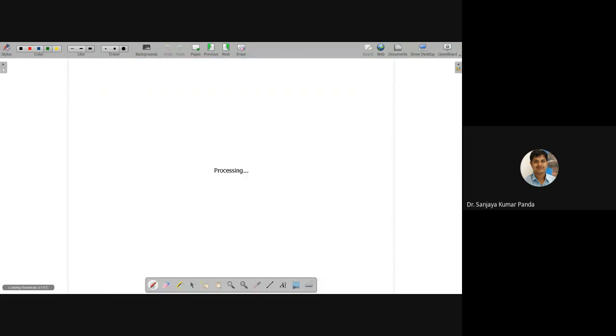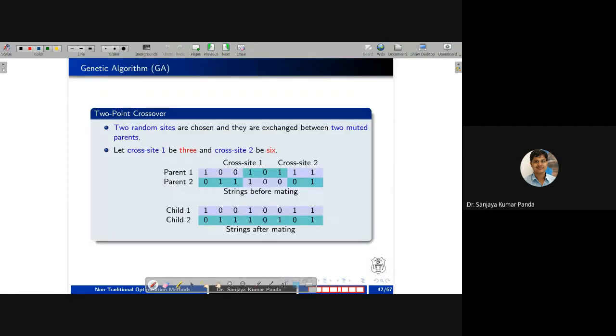Similarly, you can go for 2 point crossover. So in 2 point crossover, you will choose 2 parent, but number of cross sites is more than 1.